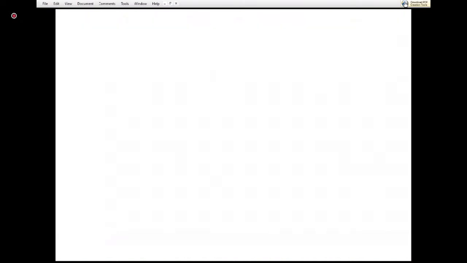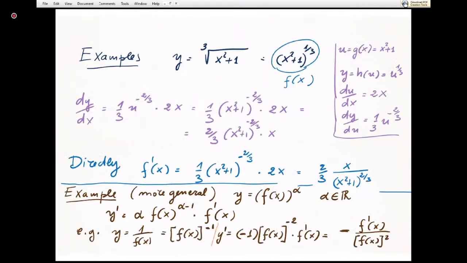So these are two examples with one variable. Is that clear for one variable functions? Because now I'm switching to two variable functions, okay?